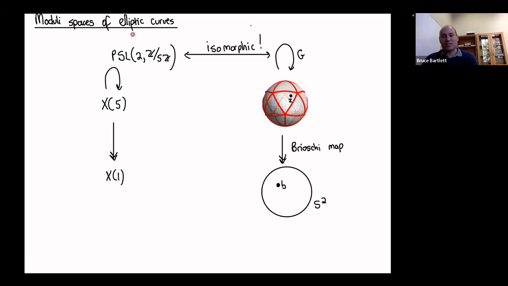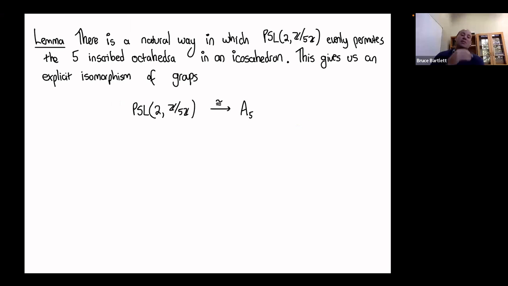This has got 60 elements, and so does this, and they're actually isomorphic. Can I write down a natural way in which they're isomorphic? That's the point of this lemma: there's a natural way in which PSL2(Z/5Z) evenly permutes the 5 inscribed octahedra in an icosahedron. I'm not going to explain that, but it's a very beautiful construction.